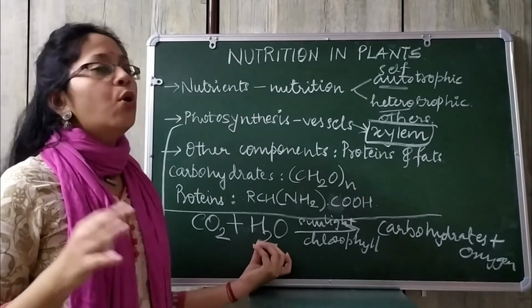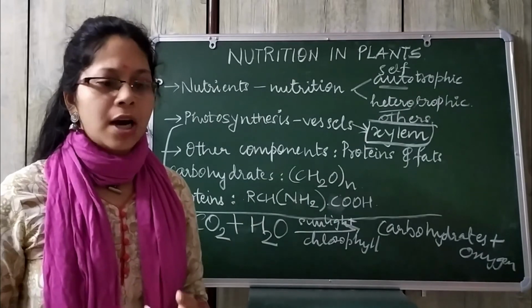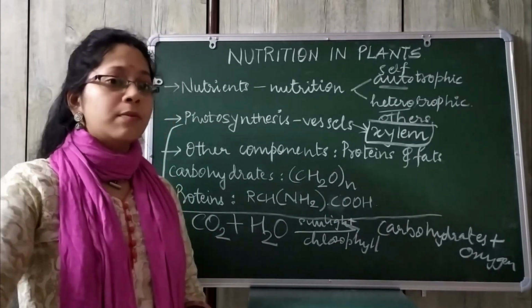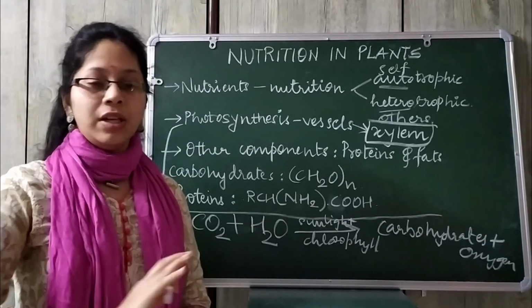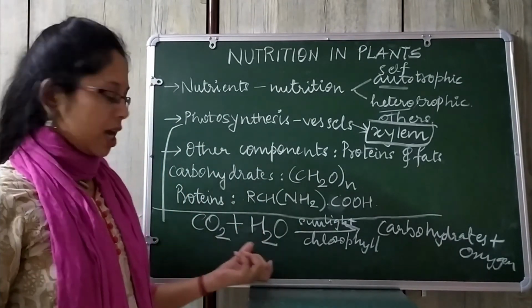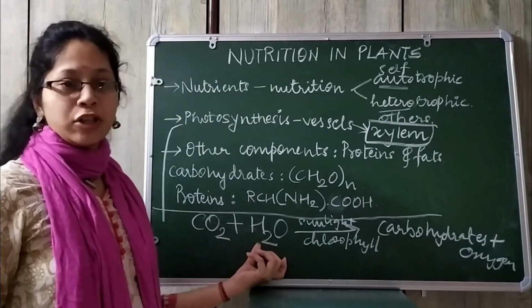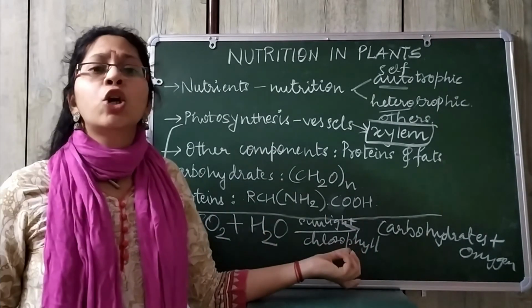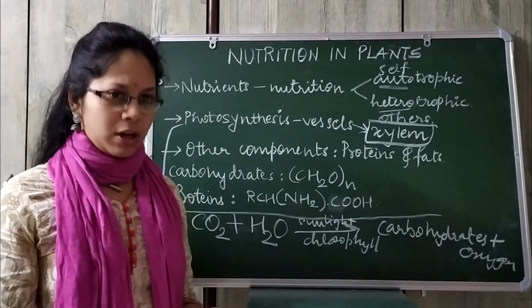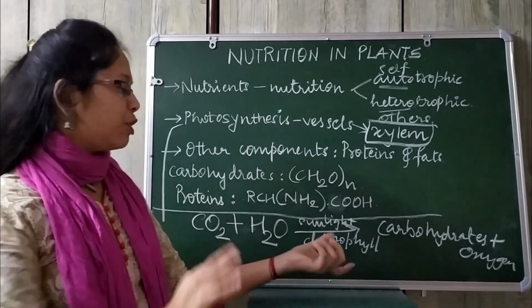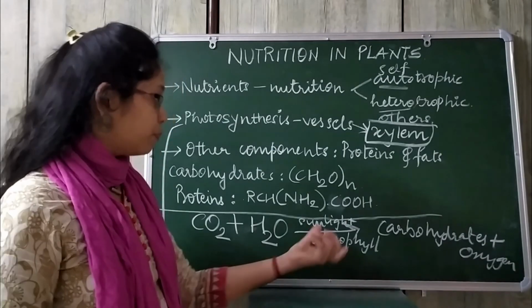Now let's go to water. From where does water come? As we discussed, roots will absorb all the water and that water will be sent to leaves. Okay, so we got CO2, we got H2O. Now from where does chlorophyll come? Chlorophyll is already present inside the leaf. Okay, so that is a ready stuff for us. We don't need to take chlorophyll from anywhere.